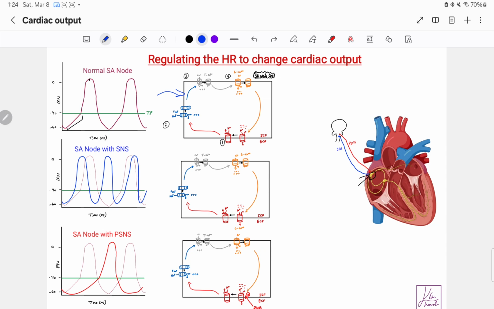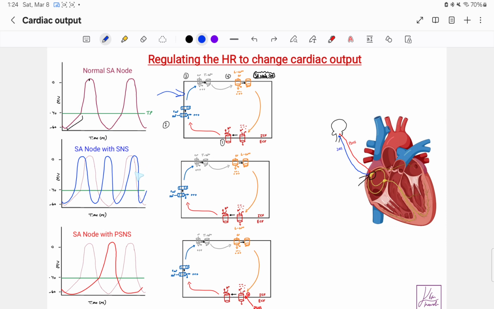Now, when the sympathetic nervous system is acting on it, remember your sympathetic nervous system is your fight or flight. So if you see a bear, what's going to happen? You're going to get very scared, okay? Your muscles are going to get activated. They're going to start begging for a lot of oxygen, which means what? Which means you need to start bringing a lot of oxygen to them. But how are you going to do that?